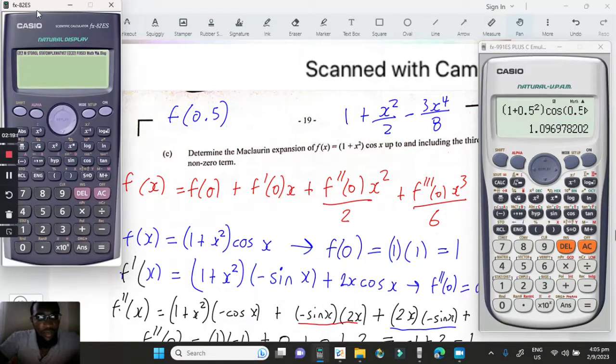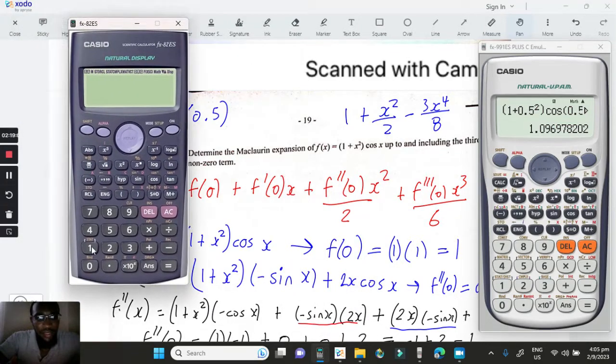So here it is now with the estimated calculator. 1 plus fraction button 0.5 square over 2 minus fraction button 3 times 0.5 raised to the 4th power over 8. It should be roughly the same, and it is roughly the same, so we know we're correct.